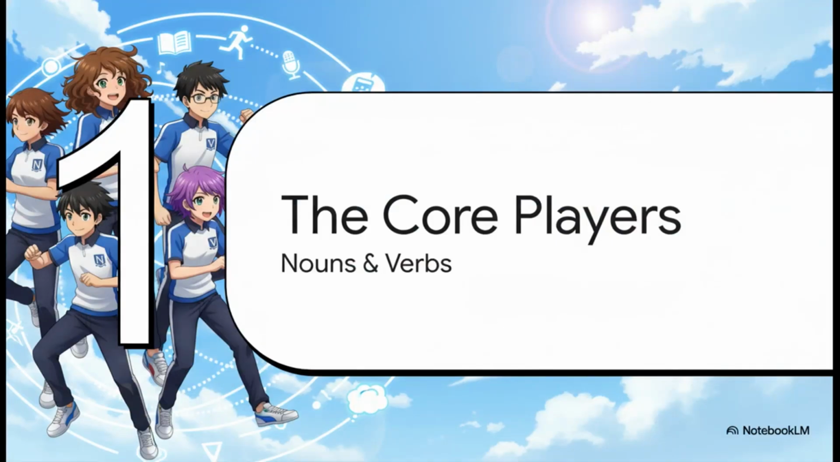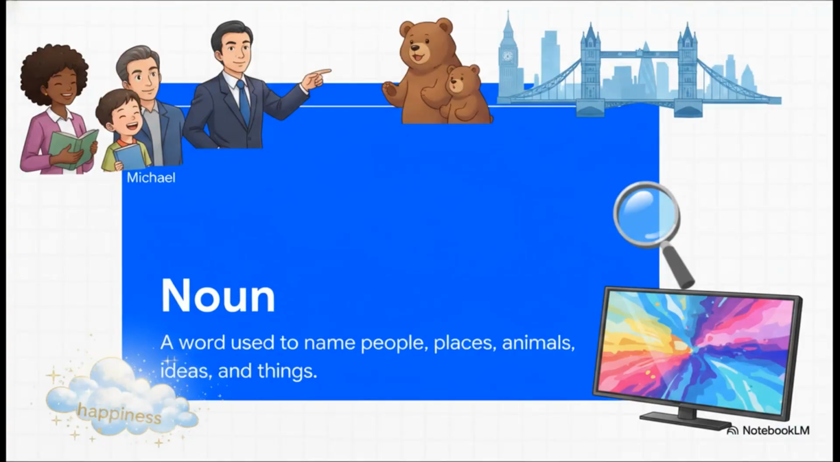Okay, every great team is built around its star players, right? The essential core that you build everything else on. For sentences, that core is made up of 2 players, nouns and verbs. You literally can't have a complete sentence without them. So let's start there. First up to bat is the noun.